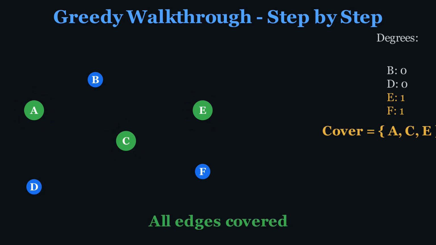The final greedy cover is the set A, C, and E. Is that guaranteed to be the minimum possible cover for this graph? Not always. But it is valid, it was obtained quickly, and each decision was guided by a very local rule that is easy to compute. That combination of speed, simplicity, and reliability is why greedy approximation is so useful in practice. When an exact algorithm is too expensive, a method like this gives us a high-quality answer without waiting forever.